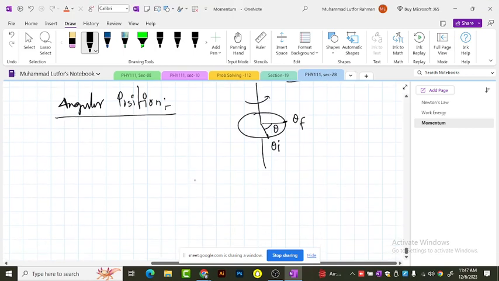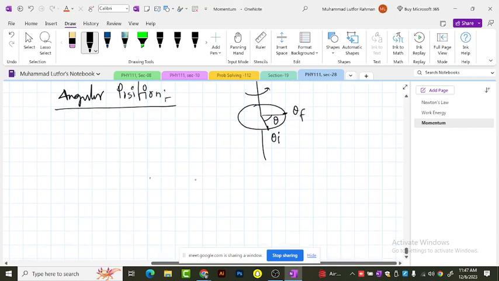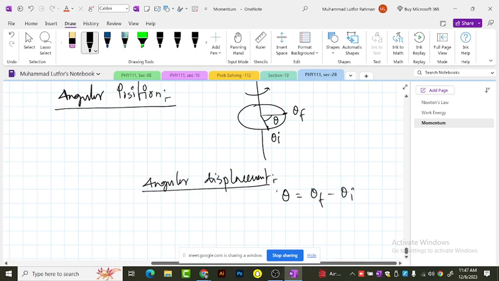We will express this angular displacement by theta, which should be theta f minus theta i. Sometimes we also say that del theta is the difference between these angular positions, and this del theta should be in radian. Remember this part for rotational motion.